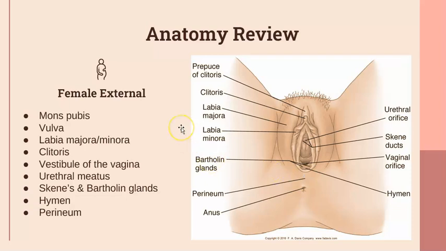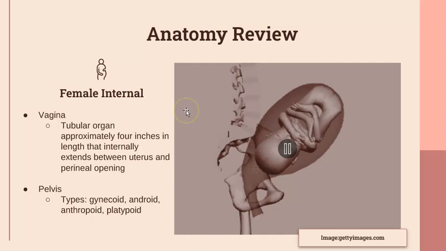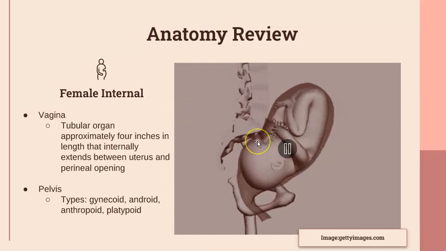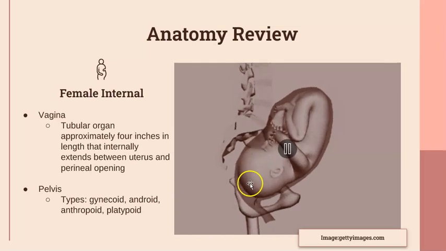It's important just to have this review because when we get into labor and delivery and we get into repairs or complications that can happen after delivery, you want to know the anatomy of what you're talking about and what you're looking at. For internal, we have the vagina, which is a tubular organ. It's approximately 4 inches in length, and that internally extends between the uterus and the perineal opening.